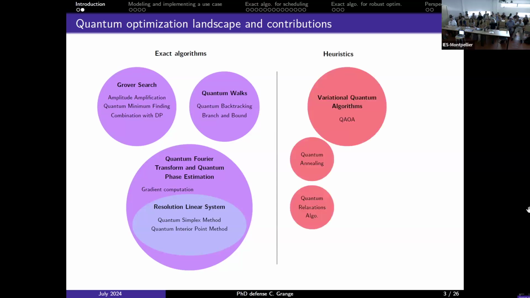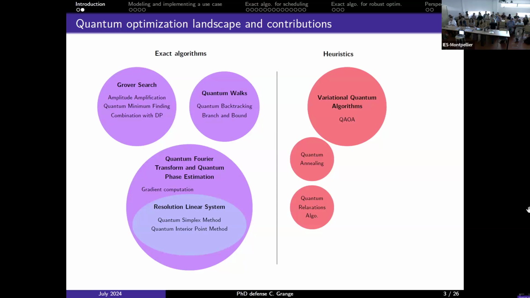Now about heuristics. Well, a large class of heuristics is the class of variational quantum algorithms. One of them is QAOA, which stands for quantum approximate optimization algorithm. And besides these variational quantum algorithms, we have also other algorithms such as quantum annealing or quantum relaxation algorithms.